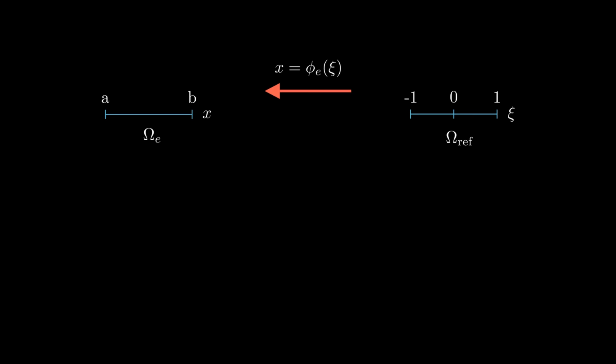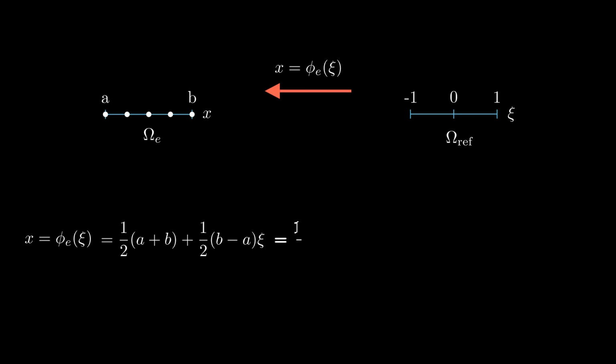Assuming that this function is linear, we can come up with this expression for phi e of xi. Taking a closer look at this expression, we observe that the point xi equals -1 on the reference element is mapped to x equals a on the actual element. Likewise, xi equals 1 is mapped to x equals b, and in the same way all other points on the reference element are mapped to the corresponding points on the actual element.